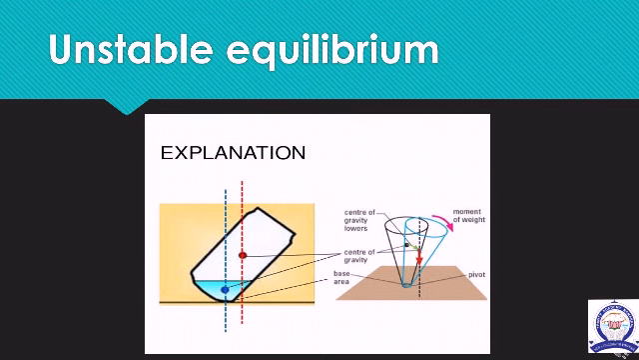Unstable equilibrium. The frustum will topple with the slightest tilting. Its center of gravity is lowered when it is displaced. So the vertical line through its center of gravity falls outside the base. So the frustum will topple with the slightest tilting, because the center of gravity is lowered when it is displaced.